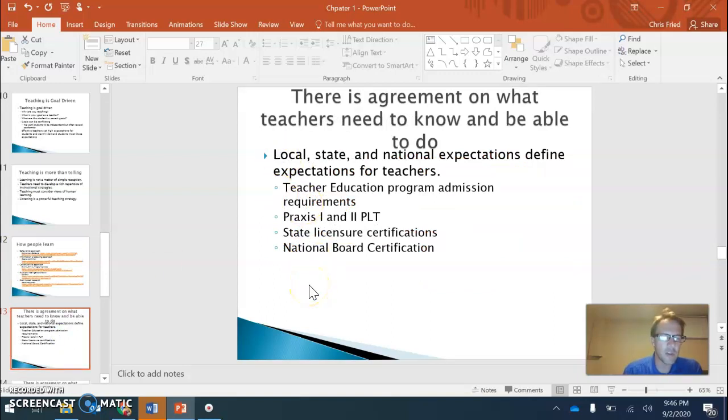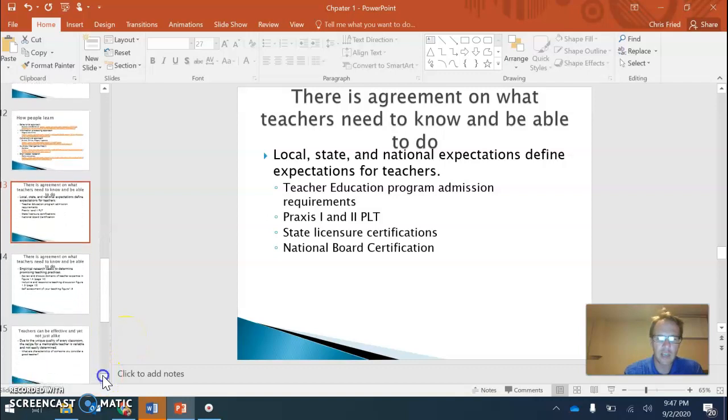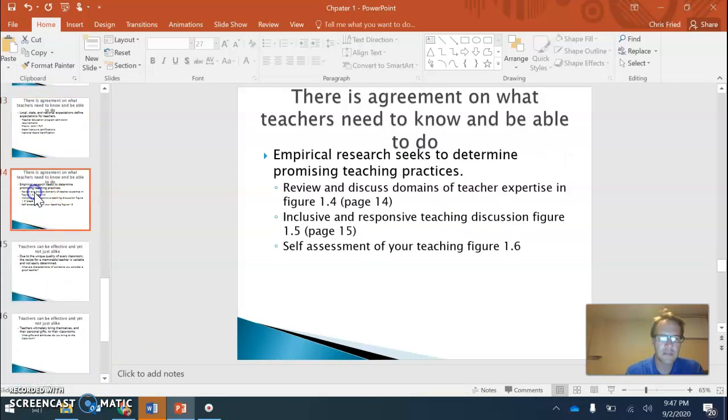Another of the six propositions is that there is agreement on what teachers need to know and be able to do. This is the connection with the local, state, and national expectations. We have requirements for admission to our program. There are state licensure certifications, passing a Praxis exam and a PLT exam to demonstrate your content knowledge and your knowledge of theories of learning, which is required by all states. So you have to be prepared to pass those exams to get your teaching license.